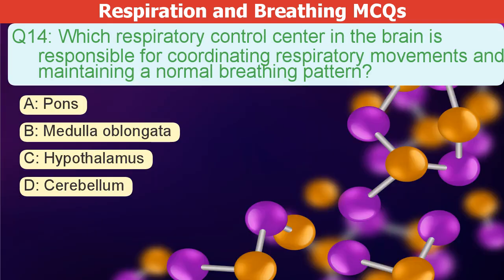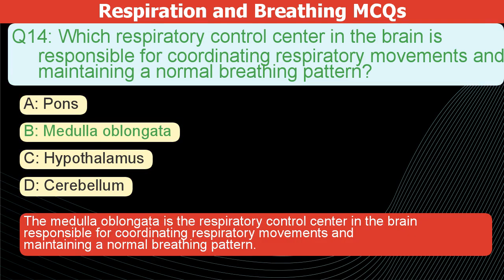Which respiratory control center in the brain coordinates respiratory movements and maintains a normal breathing pattern? A. Pons. B. Medulla oblongata. C. Hypothalamus. D. Cerebellum. The correct answer is B. The medulla oblongata is the respiratory control center in the brain. It's responsible for coordinating respiratory movements and maintaining a normal breathing pattern.